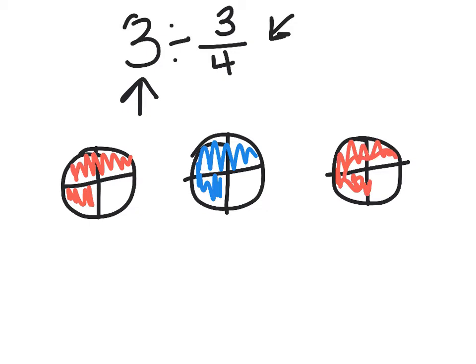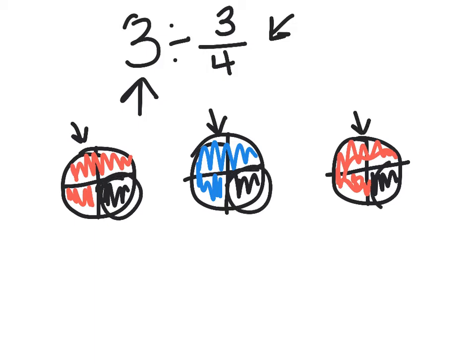And I can create yet another group of 3/4 by coloring in 1/4 on each of the wholes, the fourth that was left over. So I can see now that I have 1, 2, 3, and 4 groups of 3/4 in 3 wholes. So I can conclude that 3 divided by 3/4 equals 4. Again, this method is easiest if you're starting with a whole number.